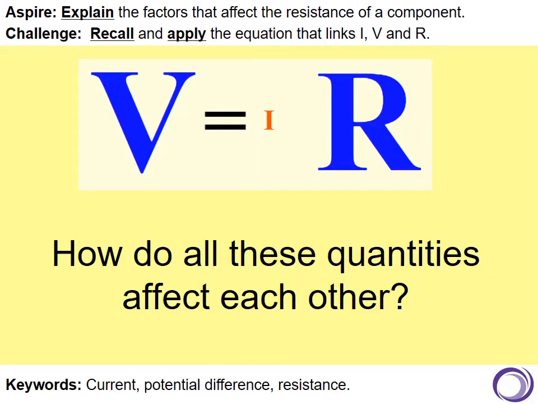But here we are, we've got a large V in this one, a tiny I and a large R. Now what we need to do is explore how these quantities affect each other. So if I increase the size of voltage, how does that affect the size of I? And how does that affect the size of R? Similarly, if I increase R, how will that affect I, the current? How will resistance affect the potential difference in volts? So let's have a look at this next bit of software.